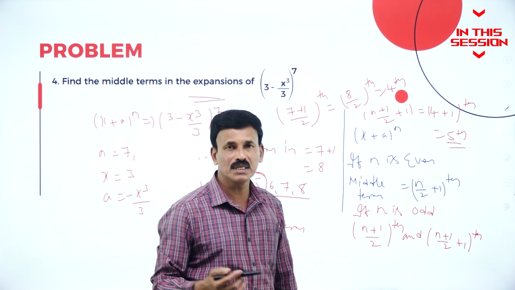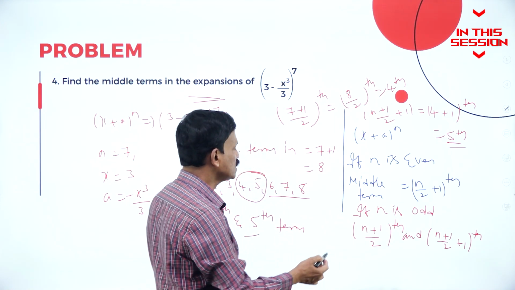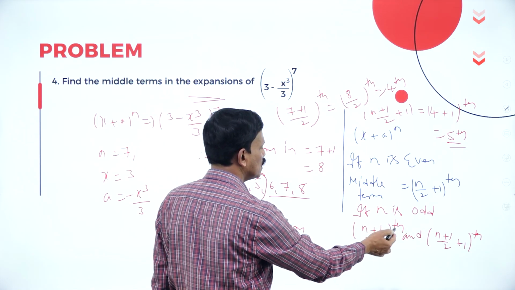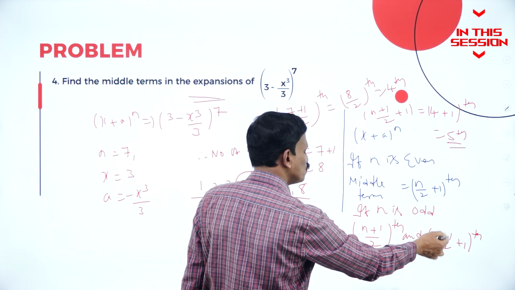If n is an odd number, then you will have two middle terms. That is, the first middle term is the (n+1)/2th term, and the second one is the ((n+1)/2 + 1)th term.